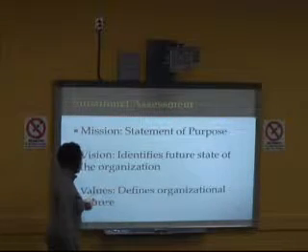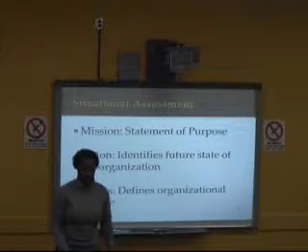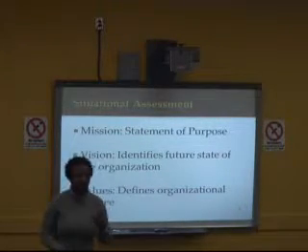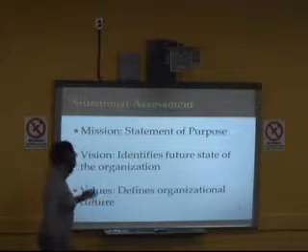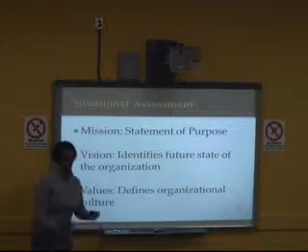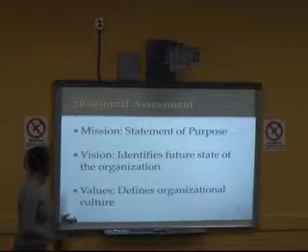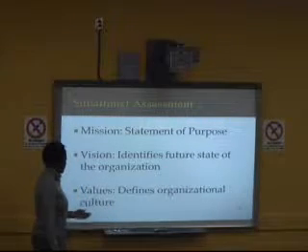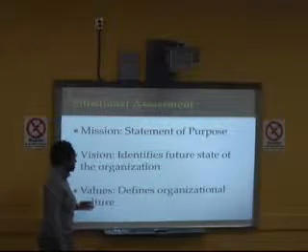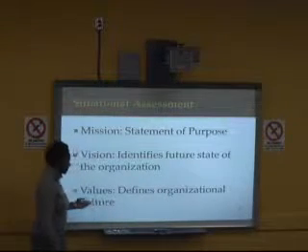Our values are what define our organizational culture. A lot of times with value statements, you'll find that people will use acronyms, like they may use CARE, and the C may be compassion, and the A may stand for something else, and the R may stand for something else, and the E may stand for something else. So the values are typically words that define the organizational culture.